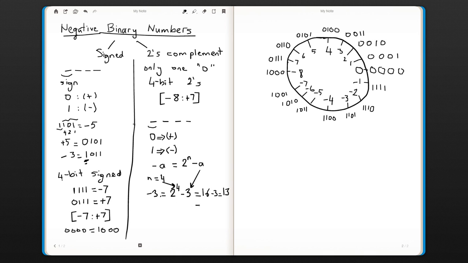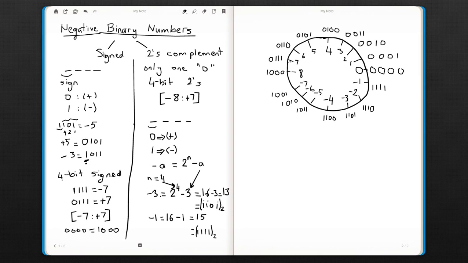So 13 in binary format is 1101, 8 plus 4 plus 1, 13. So this is your negative number. If you want to show minus 1, then again it's going to be 16 minus 1, which is 15, and that's going to be 1111. So these are your binary numbers.